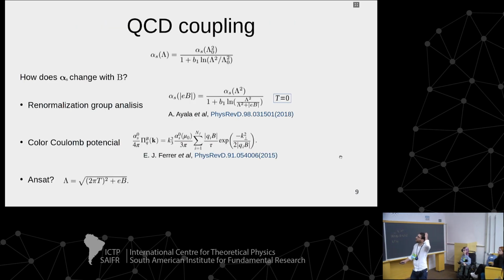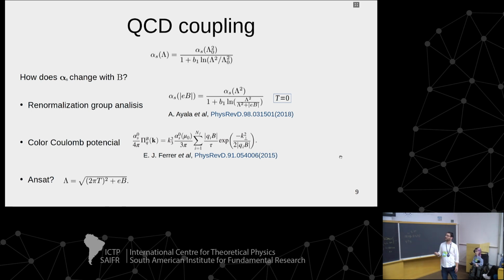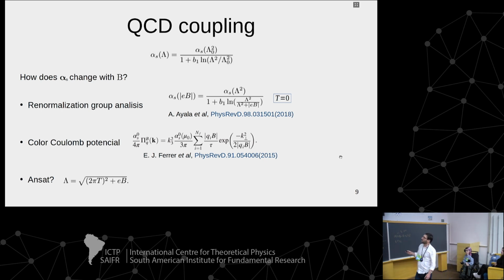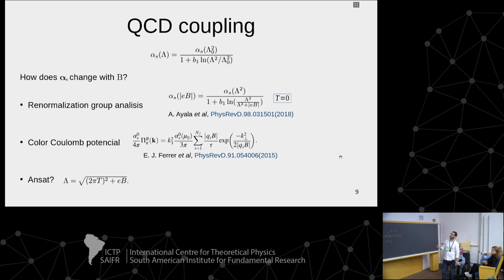Another thing that we want to check is what happens when you use different QCD couplings. As Ricardo and William talked about in the morning, there are different ways to explicitly write the coupling constant. For instance, Professor Ayala and collaborators calculated the corrected one-loop expression using renormalization group analysis, and they found this expression here, which is explicitly dependent on the magnetic field. But the one I'm writing here is at zero temperature.